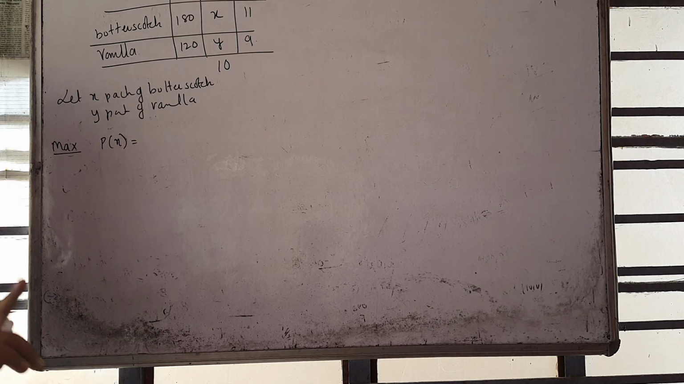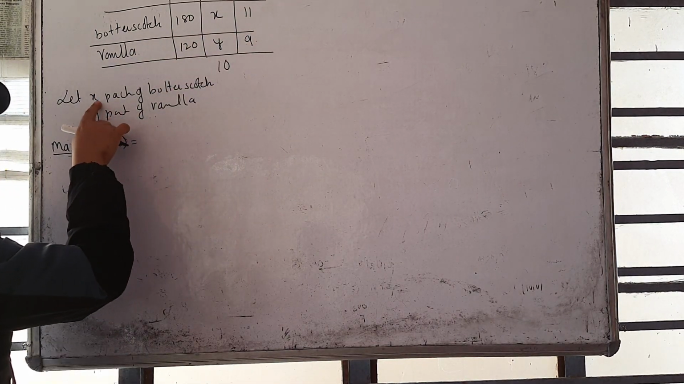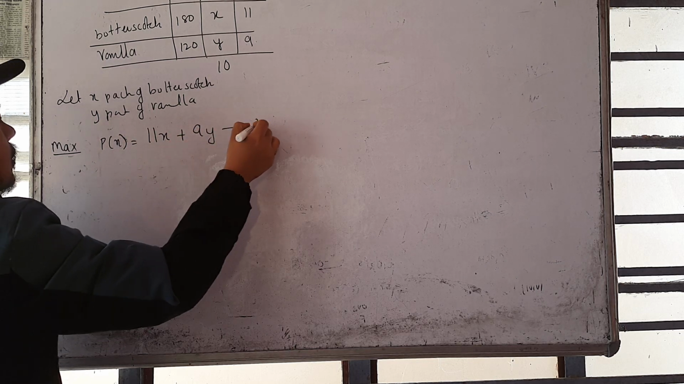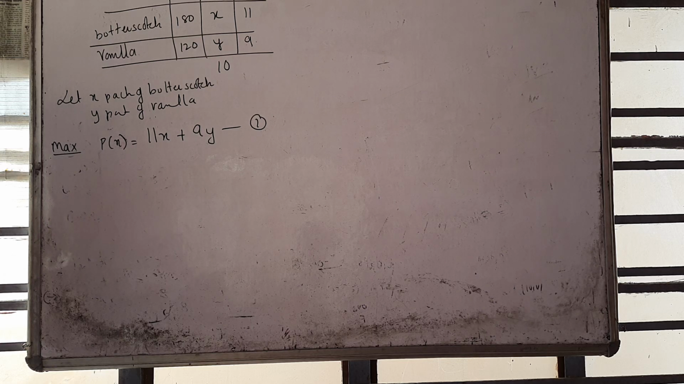So if you sell one packet of butterscotch, how much profit will you get? But how many packets are you buying? So how much is it? 11x plus 9y. Is it clear? Yes or no? Subject to, what is that inequation called? What is that called? That restriction is there, no?